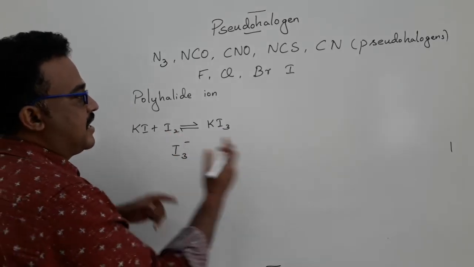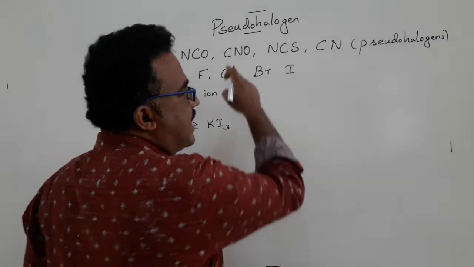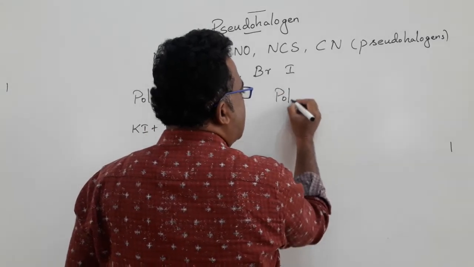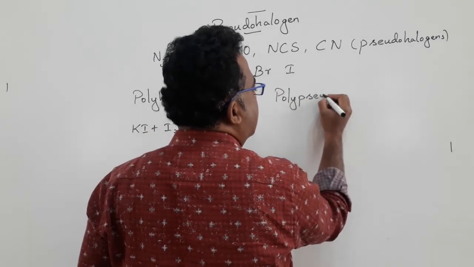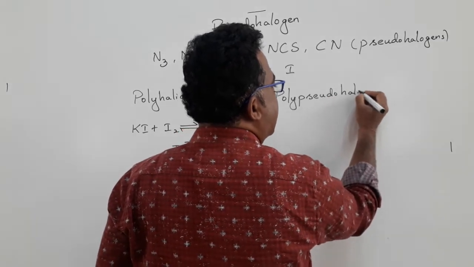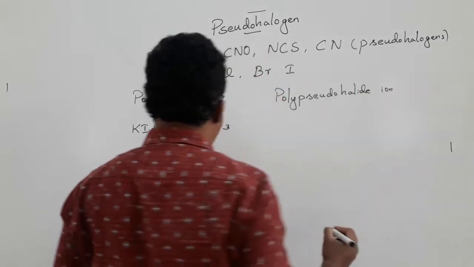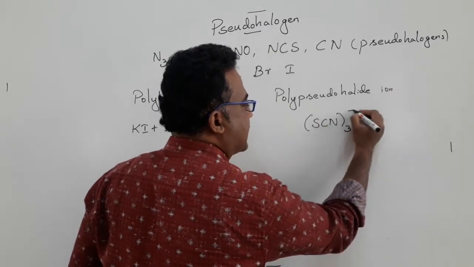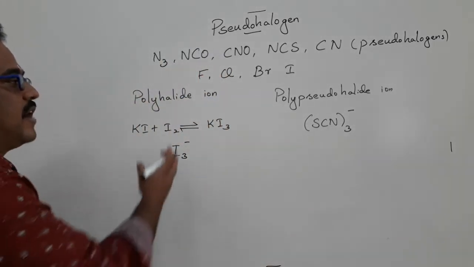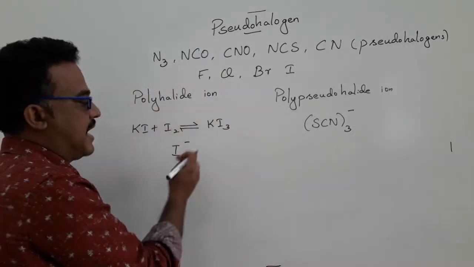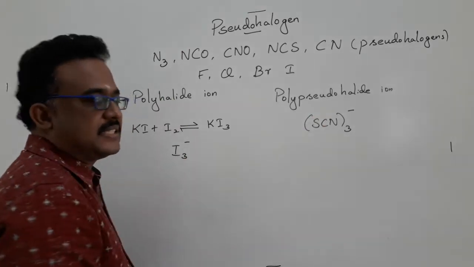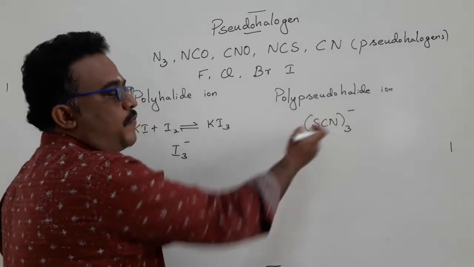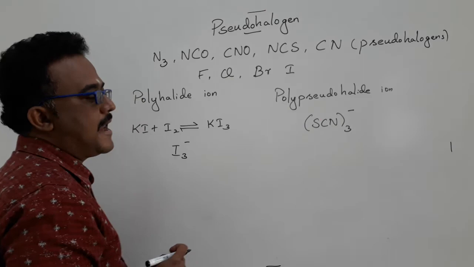Similarly, when we come to inorganic ambidentate ligands, they can also form such pseudo halide ions. The simplest example will be SCN thrice minus. So whatever halide ion forms a kind of polyhalide, similarly the SCN radical also has the ability to form such pseudo halide ions.